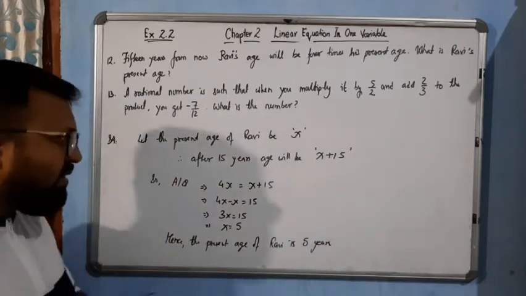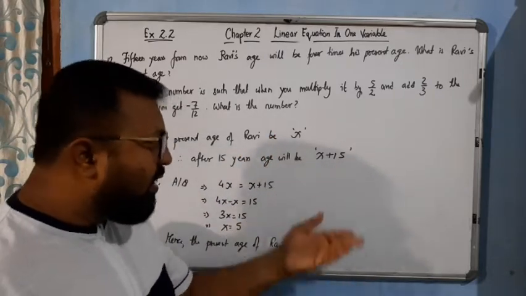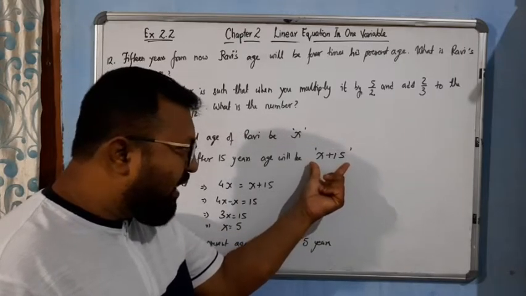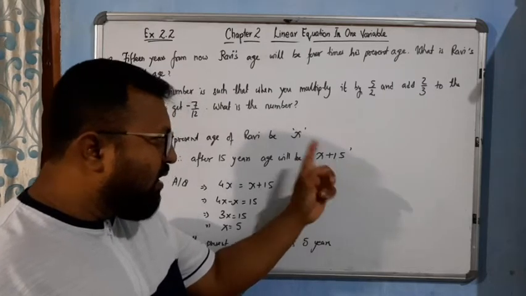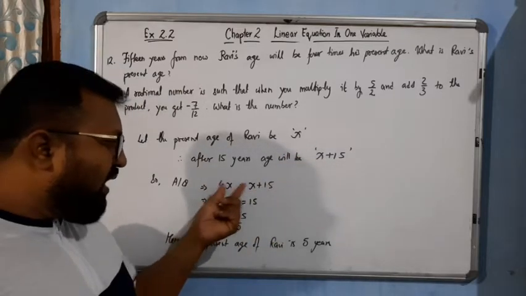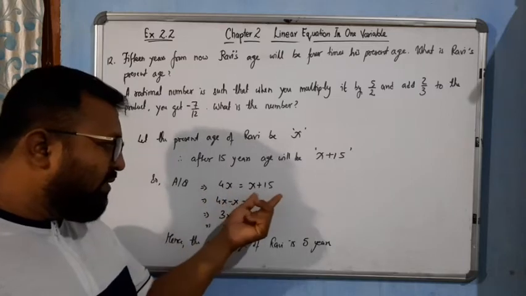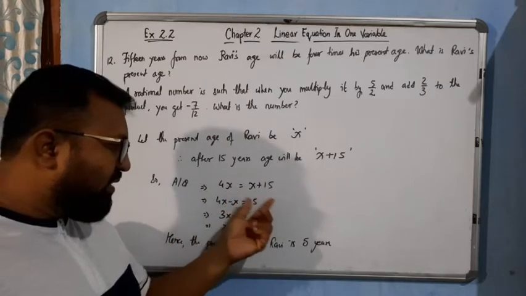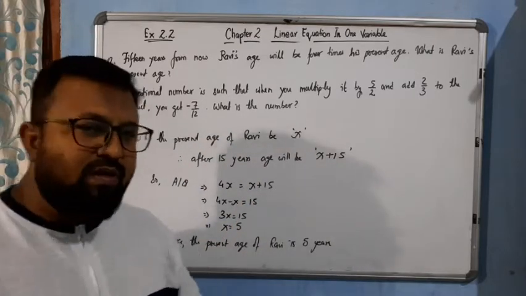It's very simple. See, let the present age be x. So after 15 years it will definitely be x plus 15. But according to the question, after 15 years, whatever may be the age, that age will be 4 times the present age. So to make both sides equal, we have to multiply 4 on the present age so that it will be equal to the future age. Now 4x equal to x plus 15. After solving this, we get the present age is 5 years. I hope you understood this one very nicely.